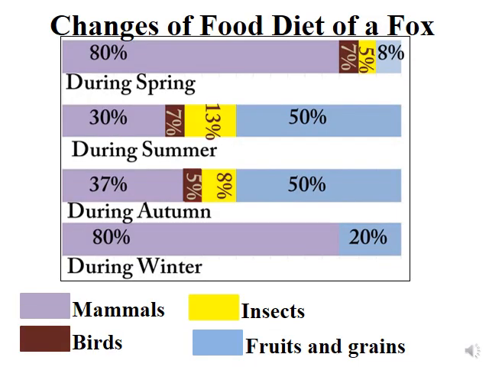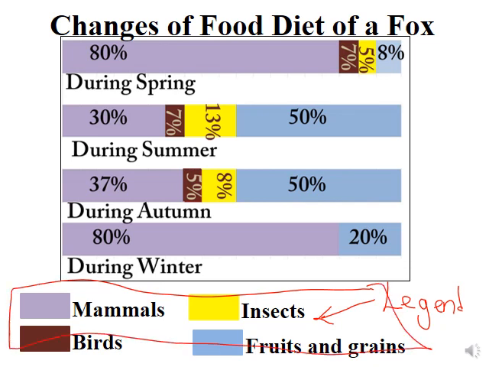Here, the food diet changes during spring, during winter, during summer, and during autumn. Here we have this information that's found here. In biology, this we call a legend. So this is the legend for the figure, or it's called the key. This legend says violet for the mammals, brown for the birds, yellow for the insects, and blue for fruits and vegetables.